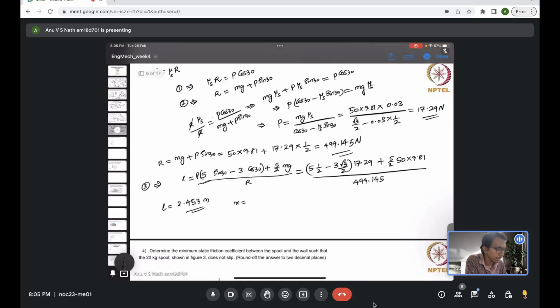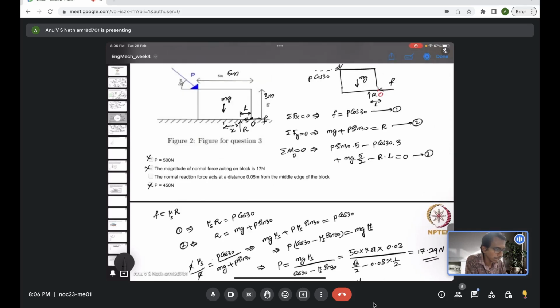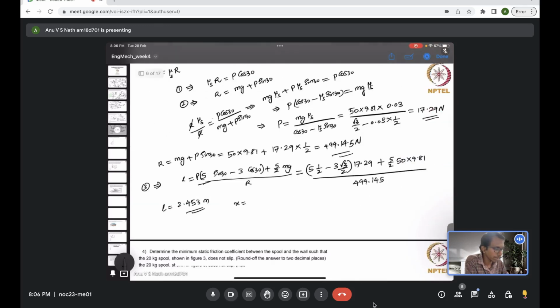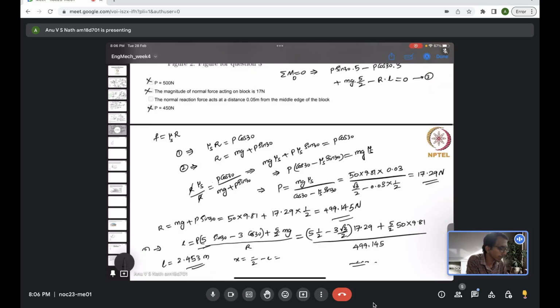If you see, the total length of the block is 5 meter, so x plus L should add up to half of the length, which is 5 by 2. So x should be 5 by 2 minus L, that is 2.5 minus 2.453, which is 0.0467 meter. Approximately it's 0.05 meter.